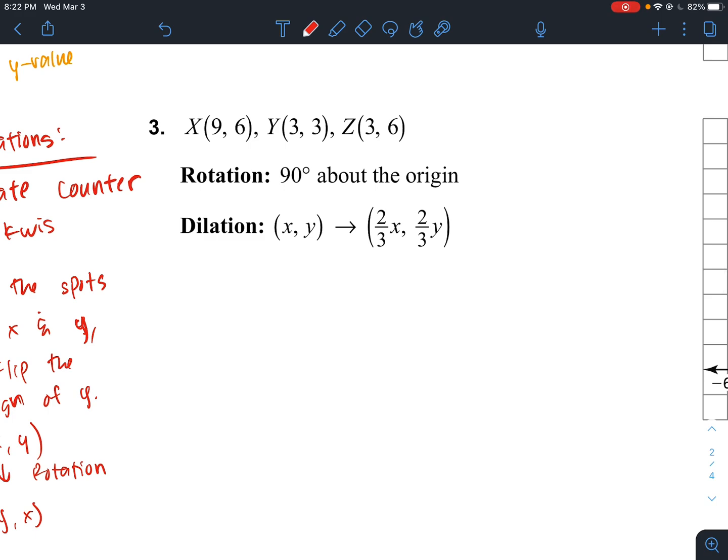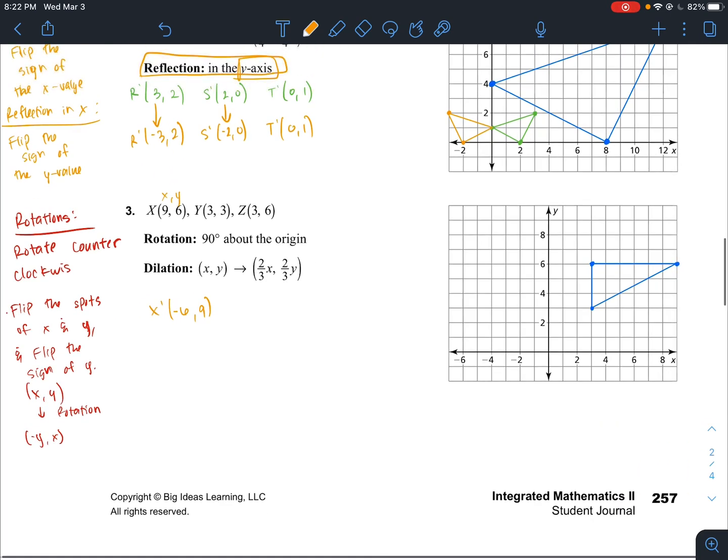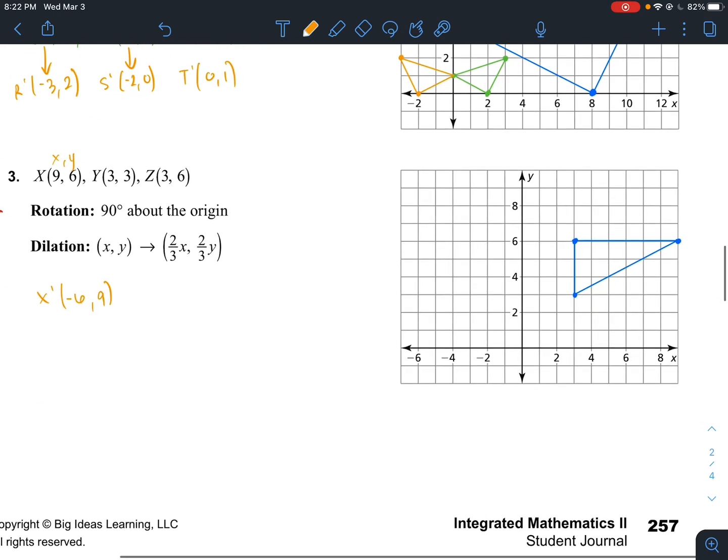So for instance, let's take x prime. Here my x is 9 and my y is 6. So for my x prime, I'm going to flip them, so it's going to be 6 comma 9, but I'm going to change my y, which was 6, to negative. So my point here for x prime will be at negative 6 comma 9, so up here. So this point rotated 90 degrees ends up right here. You can see that that makes a 90-degree angle right there.